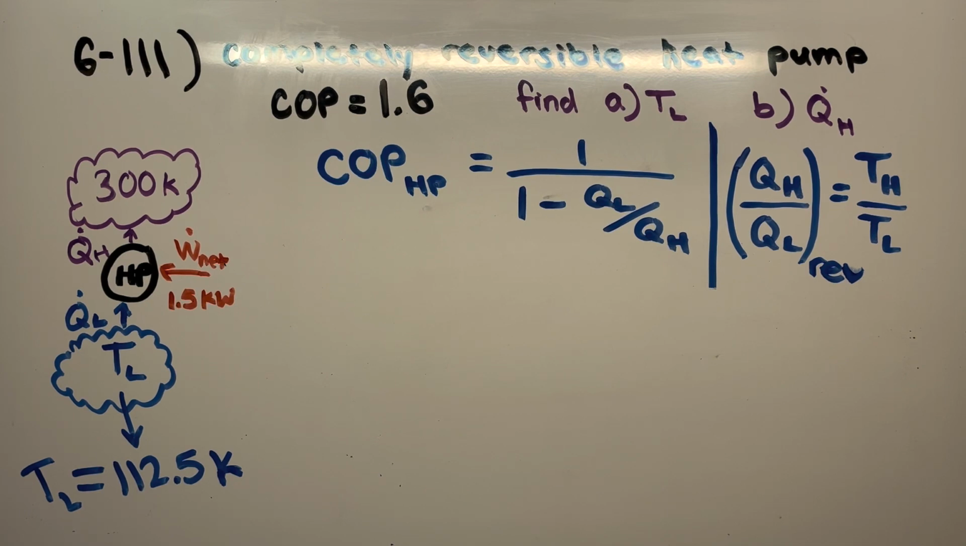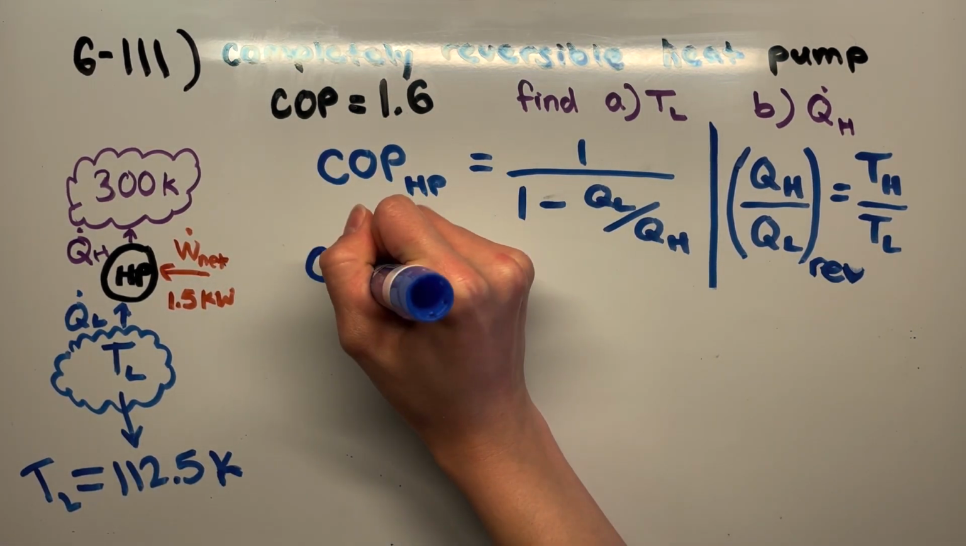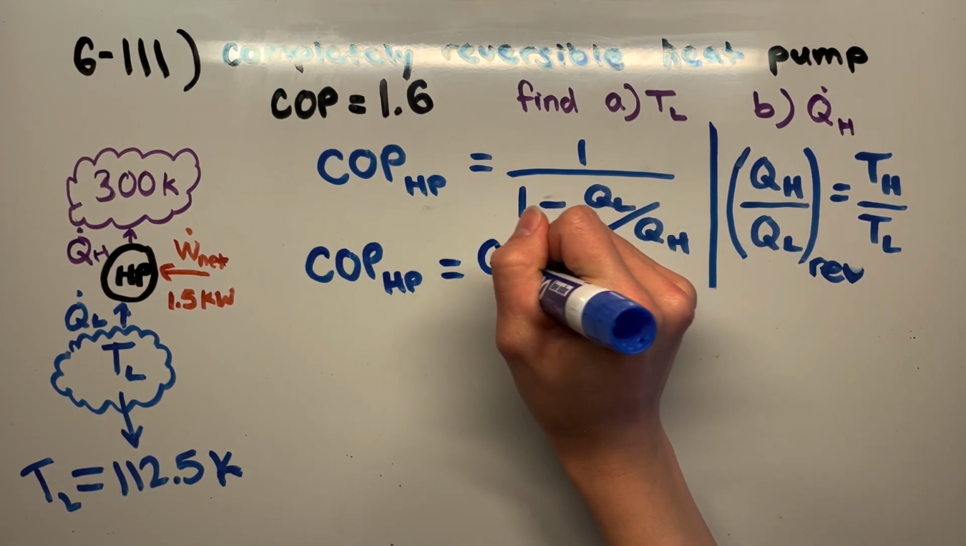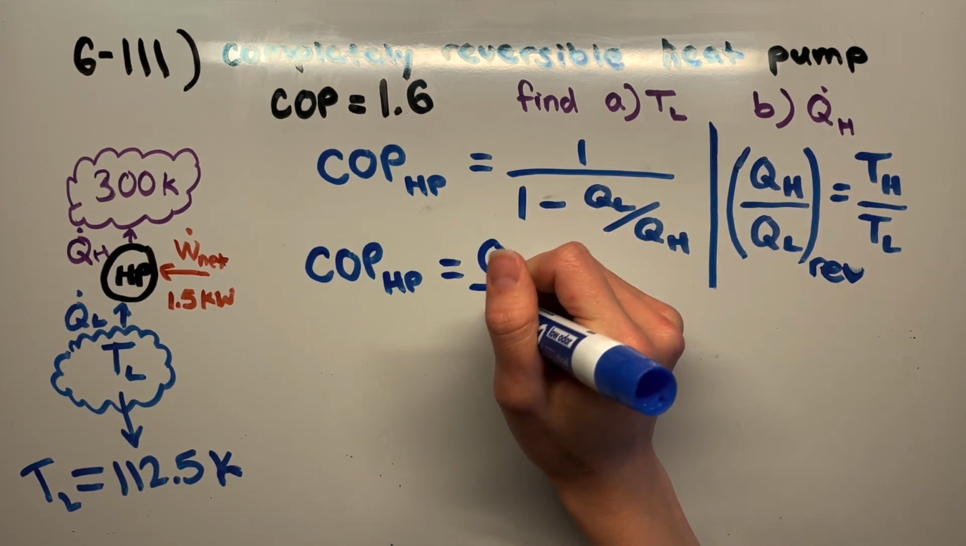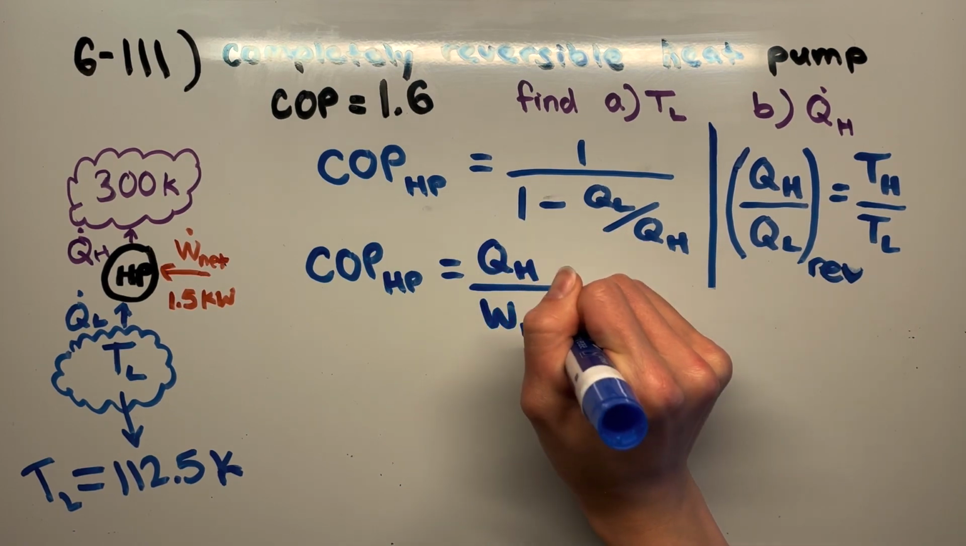Q dot H, the rate of heat transfer to the sink. To do that, we will need an additional equation, which is more the definition of the coefficient of performance, the COP. The COP of a heat pump is equal to QH divided by the net work in.